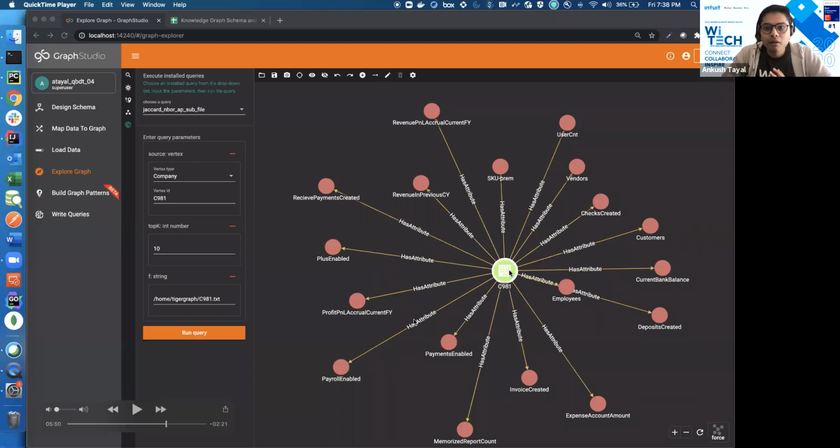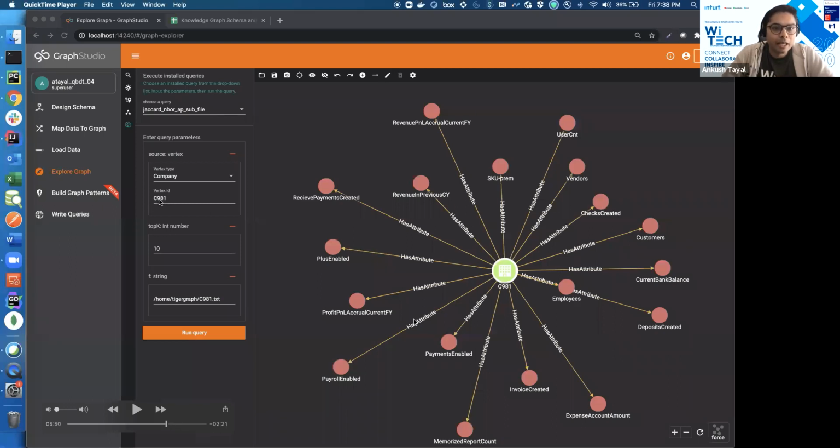What is the business? What type of business is it in today? For example, what is the user count? How many payments received? Is it Plus enabled or not as of yet? Is it using payroll, payments, etc.? How many invoices created, and so on and so forth. And each of these edges also has some weight defined so that we know the scale of this company. So let's apply that Jaccard similarity algorithm, which we did on a company.